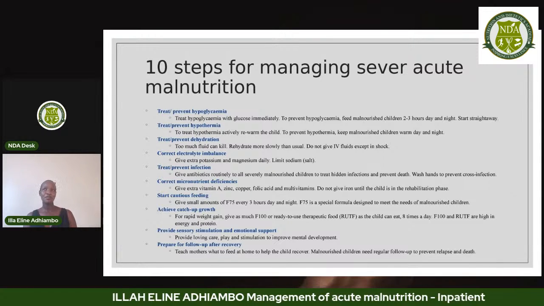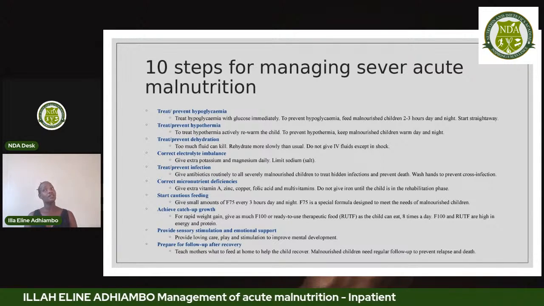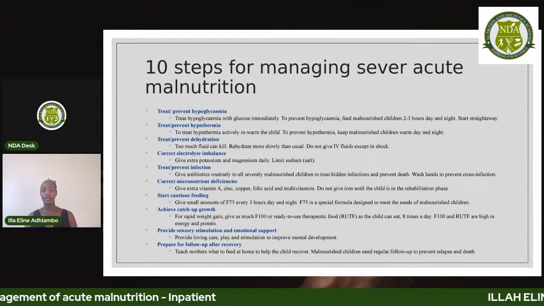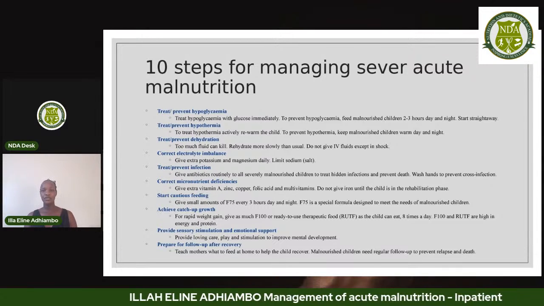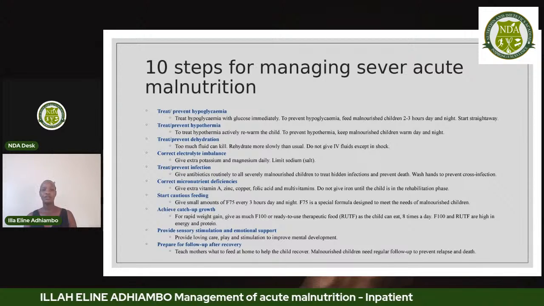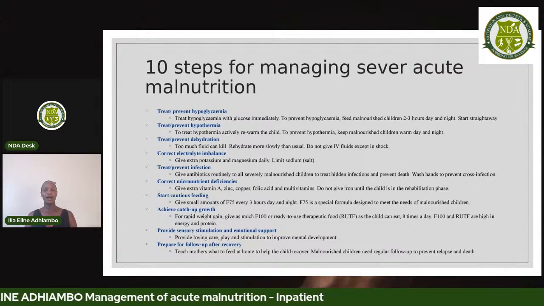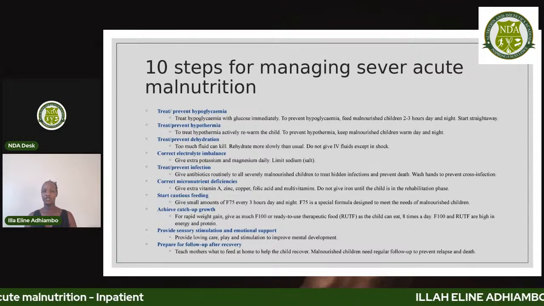If the baby is so small, and maybe the environment does not allow for keeping the baby warm, you can do the kangaroo method of keeping the baby warm. That is, the baby and the mother or the caregiver are skin to skin, and then the mother covers themselves so as to keep the baby warm. And then the third thing we're going to do, we're going to treat dehydration.